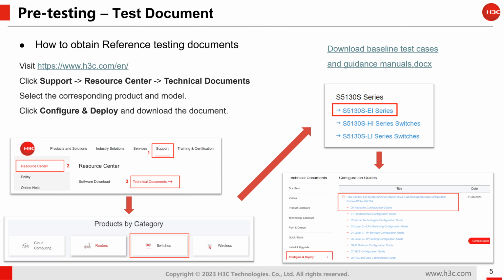Visit the H3C official website and click Support in the navigation bar, then click Resource Center, Technical Documents. Select corresponding products. We select switches for example, and then you can click to download the basic test cases. And you can also select a specific model to download the configuration guides and command reference.